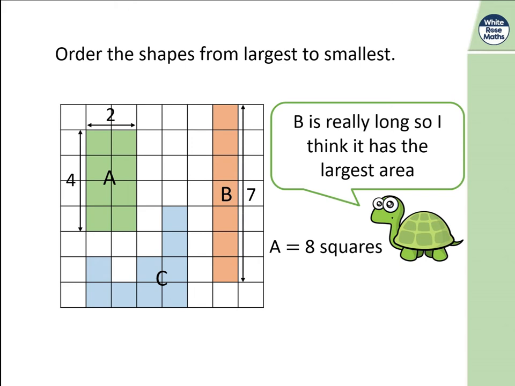B, there's 7 in the column and 1 across, so it's 7 squares. 1 times 7 equals 7. Let's look at C. That's a different kind of shape. It's a rectilinear shape. It has all straight sides and right angles, but it's not as easy to work out. So if we were to move this shape here, we could work out that it's 9 squares because you could do 4 times 2 and add that extra 1 on. Good job. So the order is C, A and B.